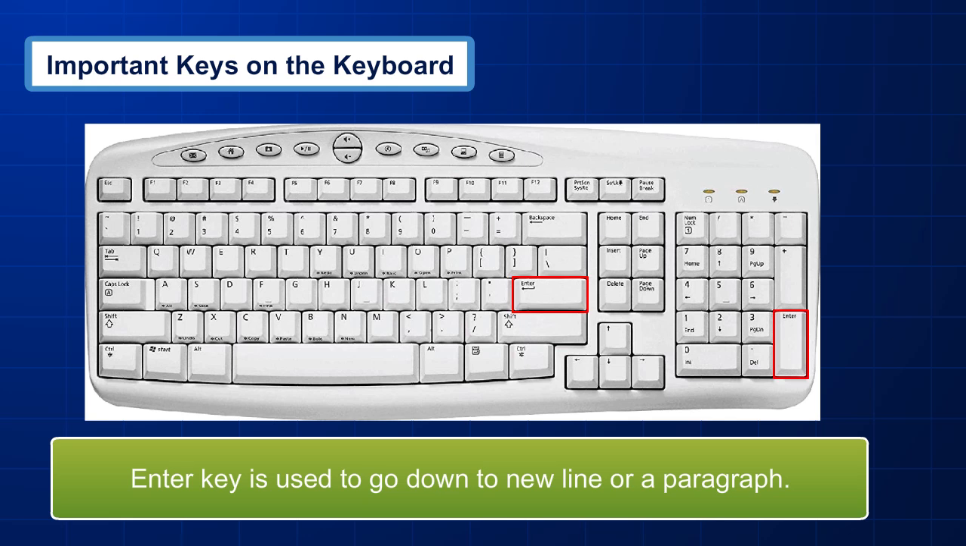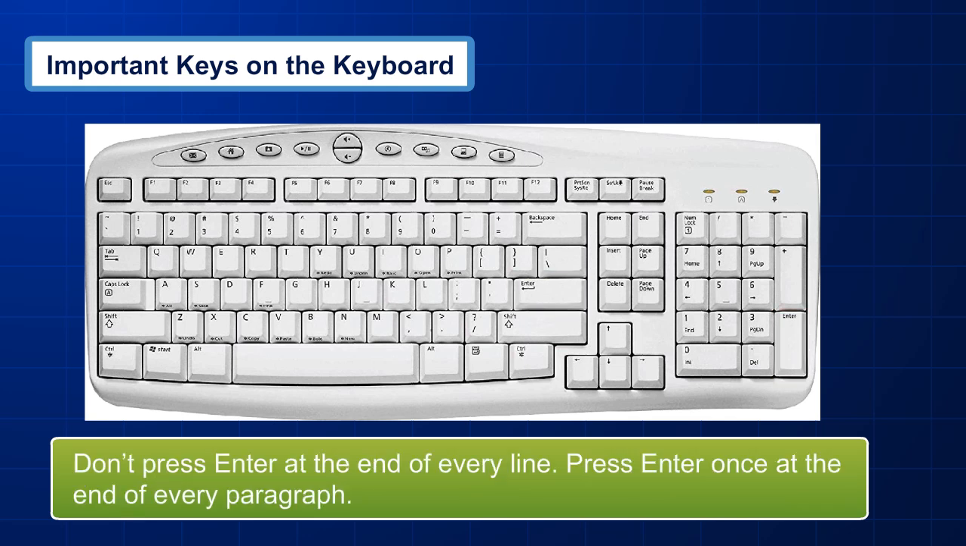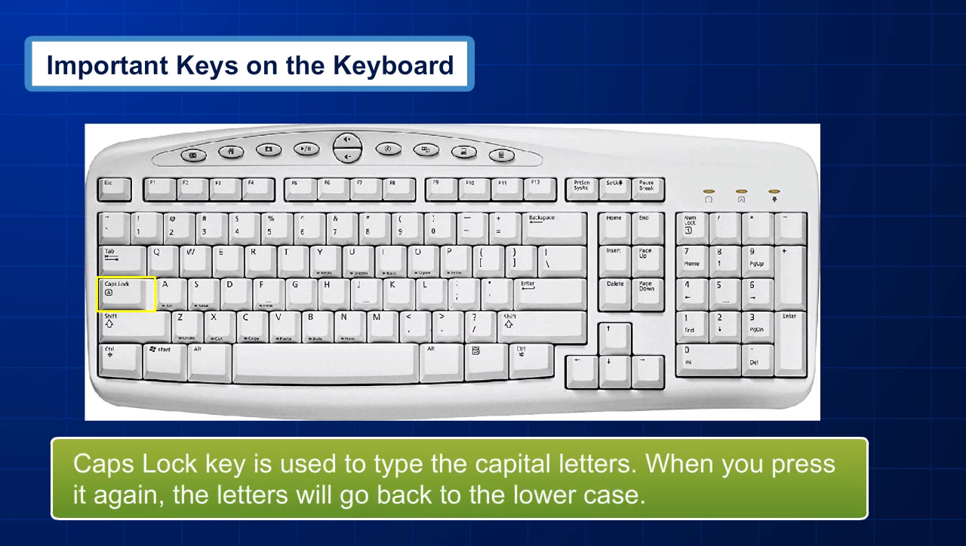The Enter key is used to go down to a new line or a paragraph. Don't press Enter at the end of every line. Press Enter once at the end of every paragraph. The Caps Lock key is used to type capital letters. When you press it again, the letters will go back to lowercase.